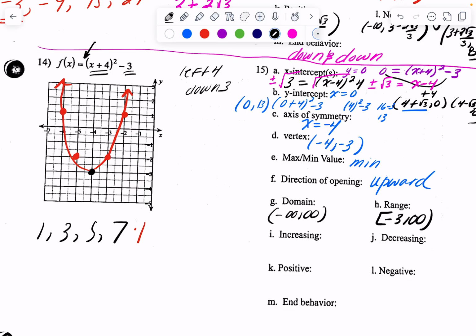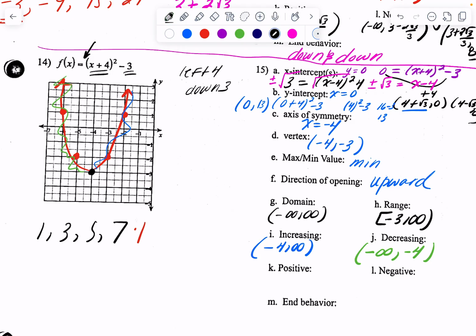We're increasing, meaning we're walking uphill, from -4 to infinity. And we're decreasing from, even though I'm telling you to answer left and right, there's going to still be a huge portion of kids that answer up and down instead of left and right. We're decreasing from negative infinity to -4.